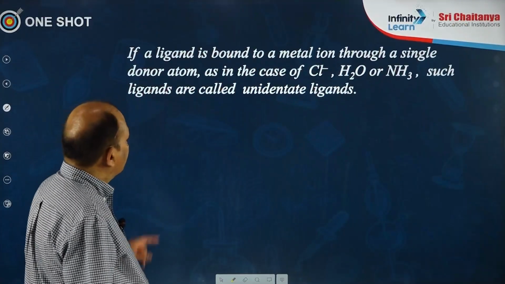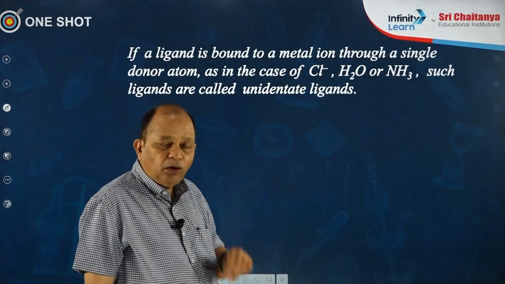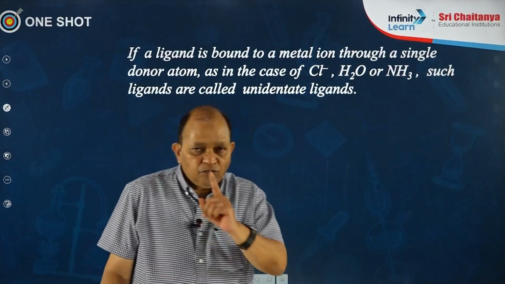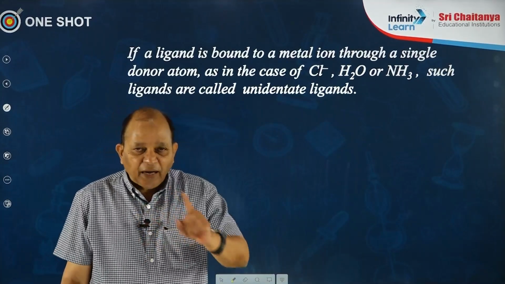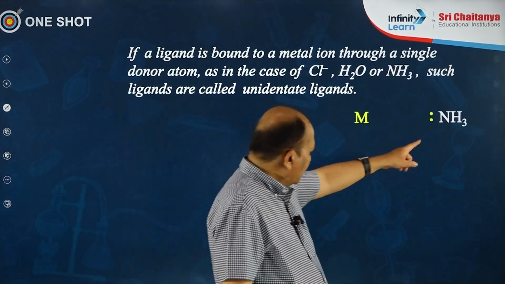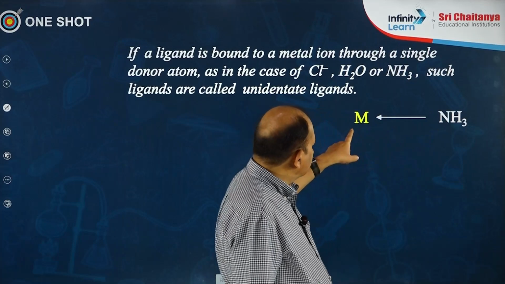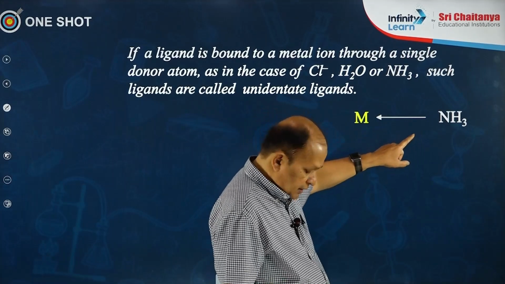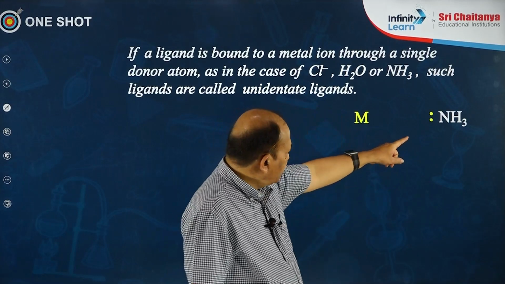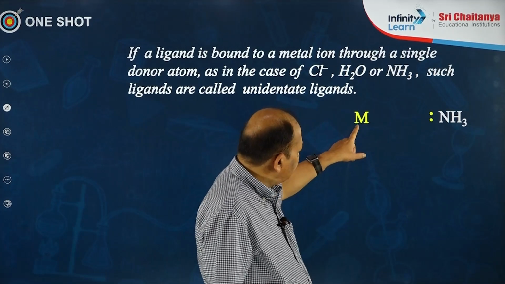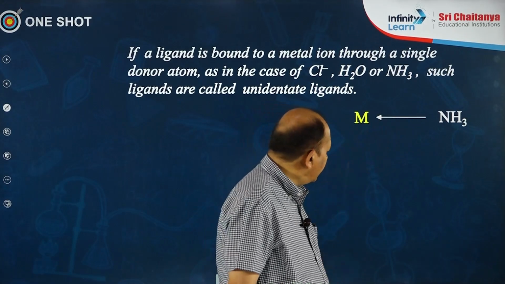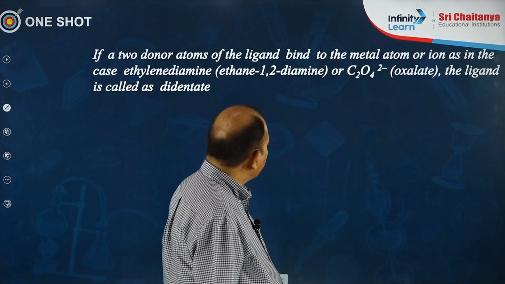The next one. The ligand that is bound to a central metal, we call it unidentate only when one atom of that ligand binds to the metal. See here, this is the metal, you have ammonia, only nitrogen is bonding to the metal. You can see prior to the bonding there is one electron pair. Now that electron pair is donated to the metal, forming a coordinate bond. So once the bond is formed, it disappears. So this is an example.